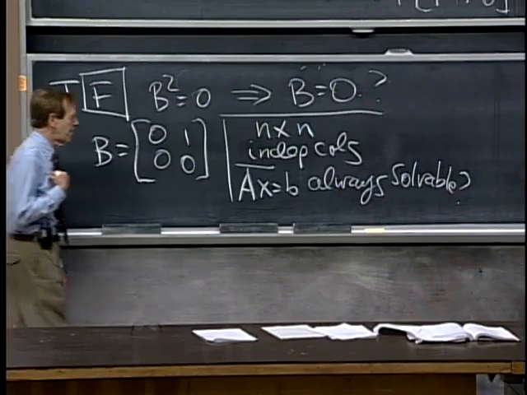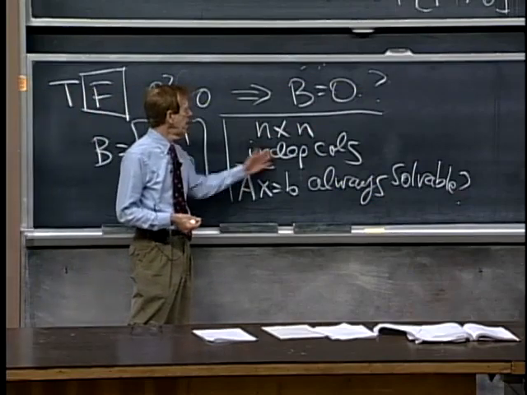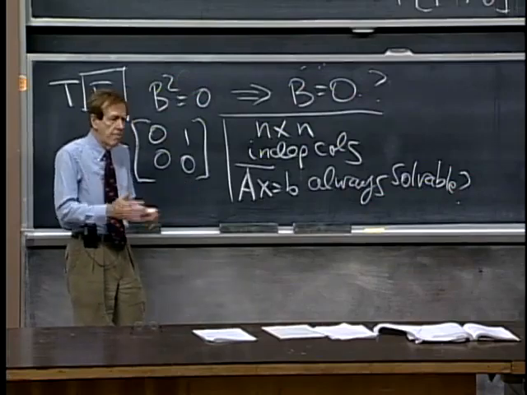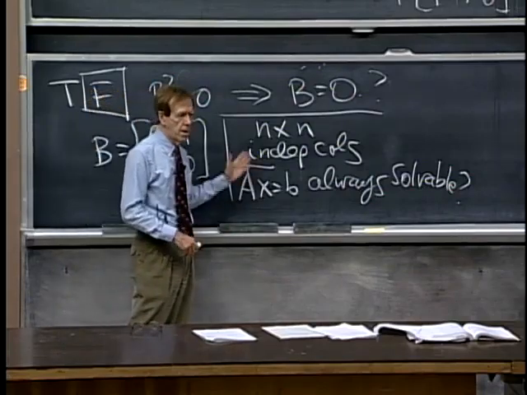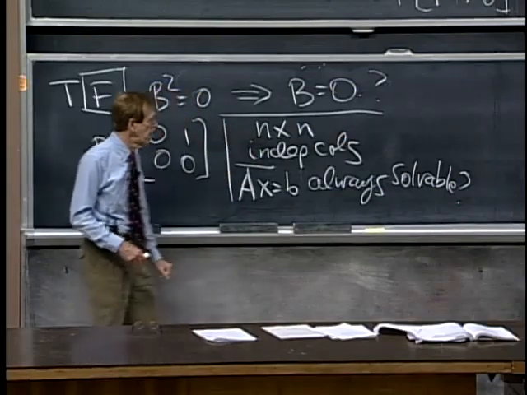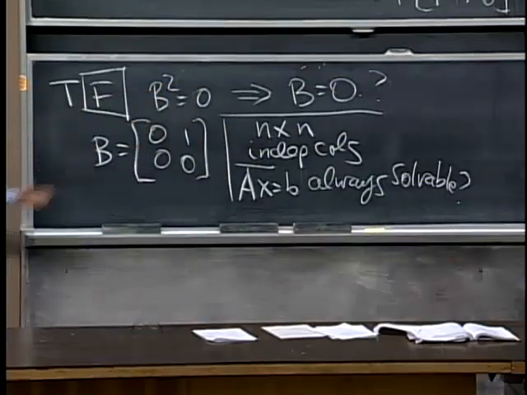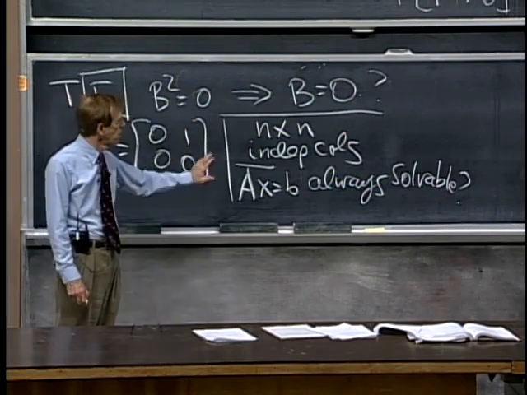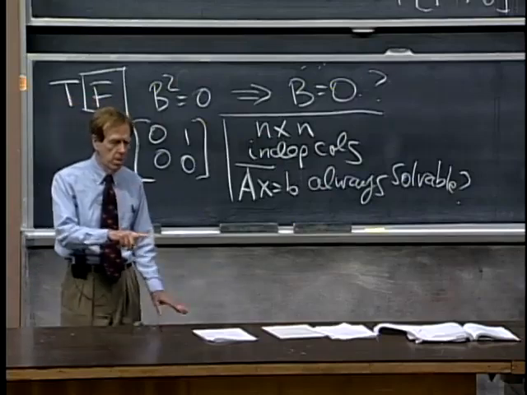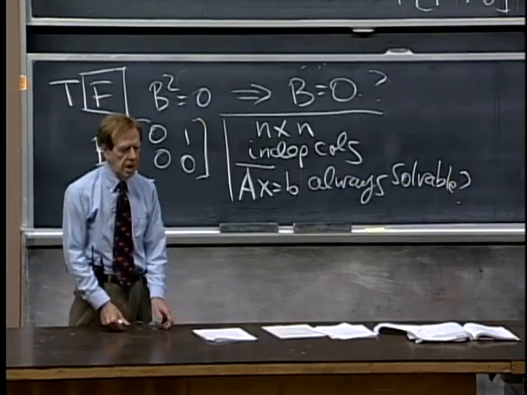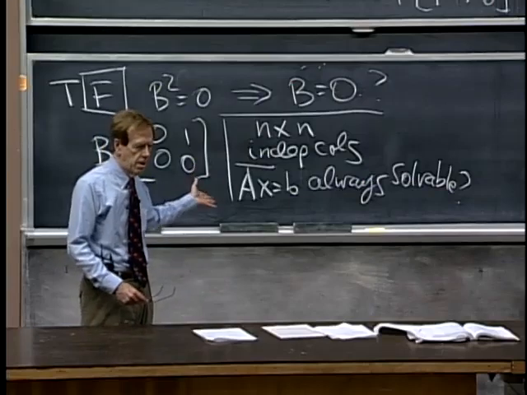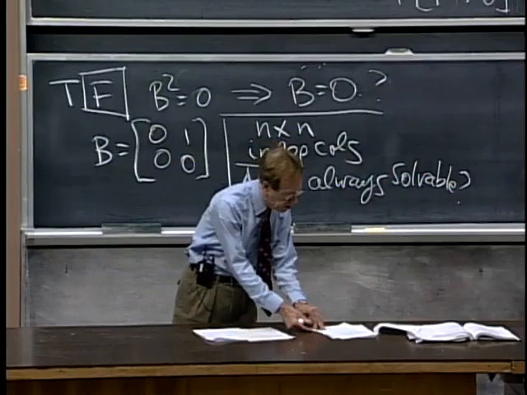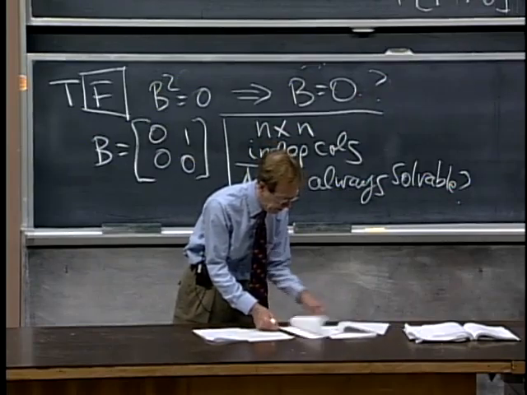I'd vote yes, because independent columns means that the rank is the full size n. I have a matrix of rank n, that means it's square, so it's an invertible matrix and nothing could go wrong. So that's the good case that we always expected in chapter 2, but of course in chapter 3 that's only one of the possibilities.